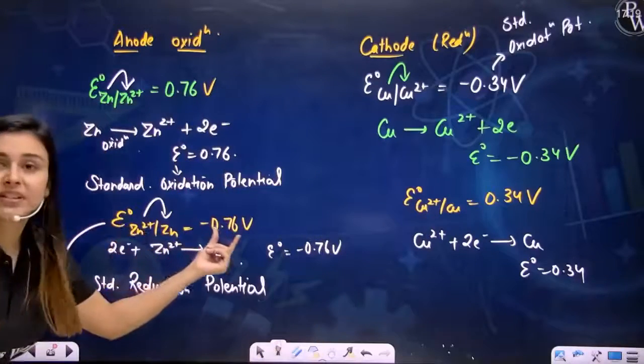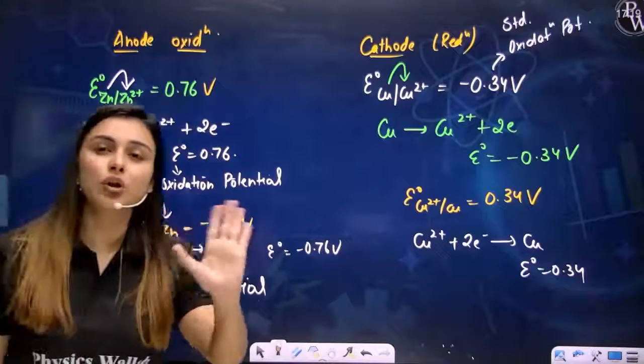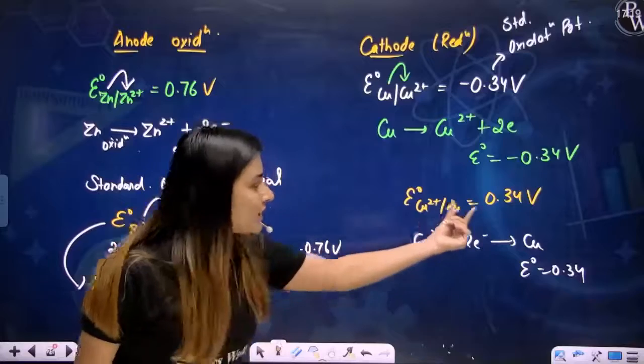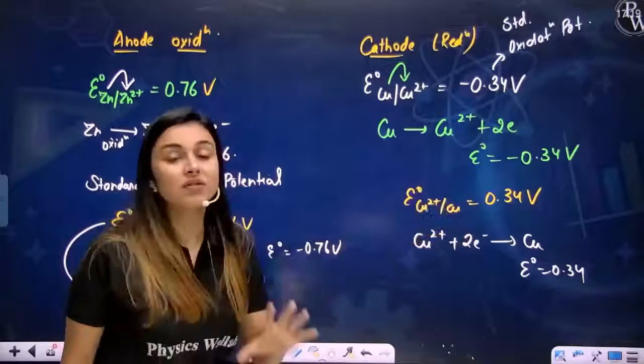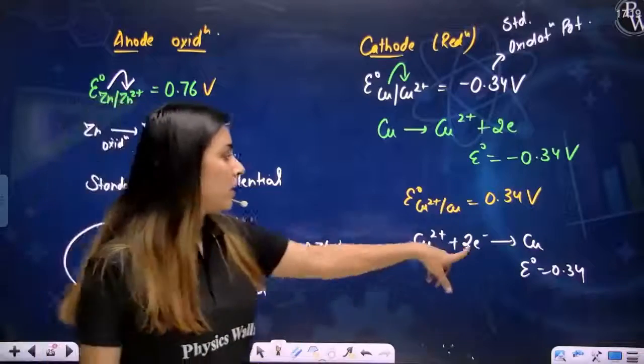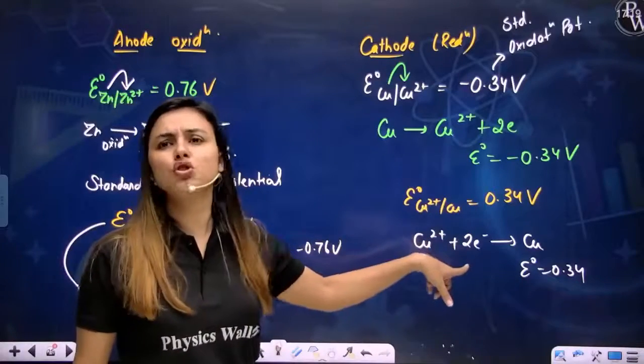Here, this value is negative. This means that zinc doesn't want to get reduced. It doesn't want to gain electrons. But the copper 2 plus reduction potential is positive. This means that copper 2 plus wants to get converted into copper, and it wants to gain 2 electrons. It wants to get reduced.